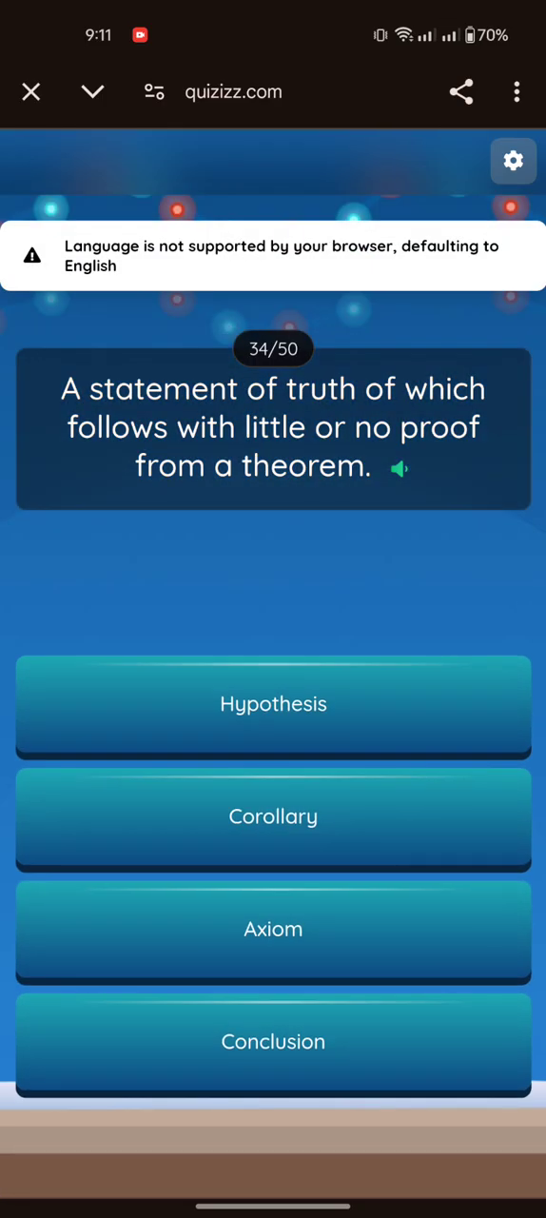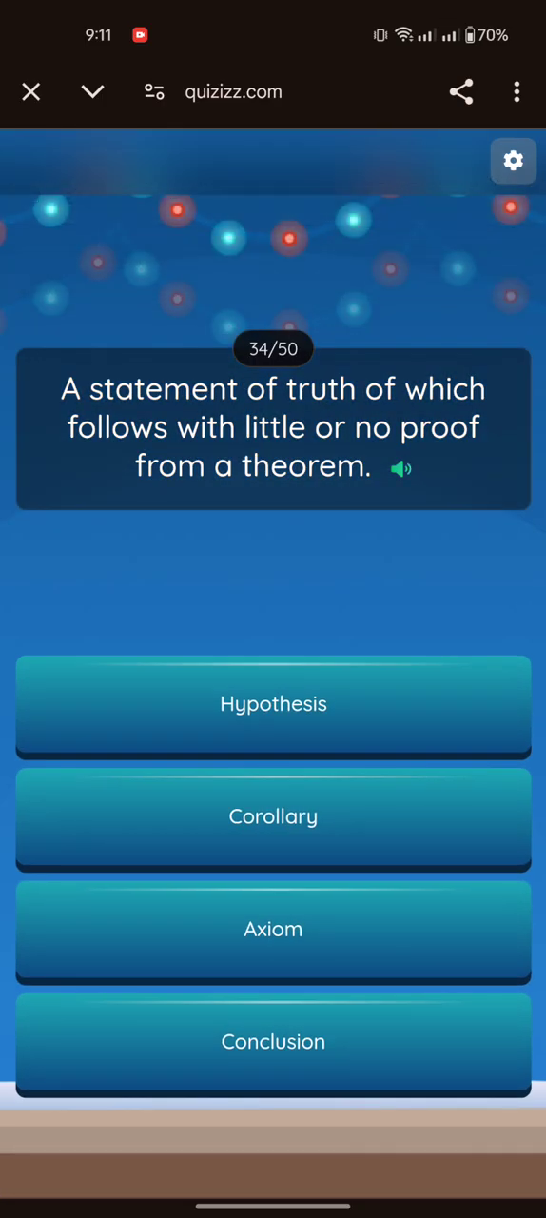Question. A statement, the truth of which follows with little or no proof from a theorem. Option 1, hypothesis. Option 2, corollary.